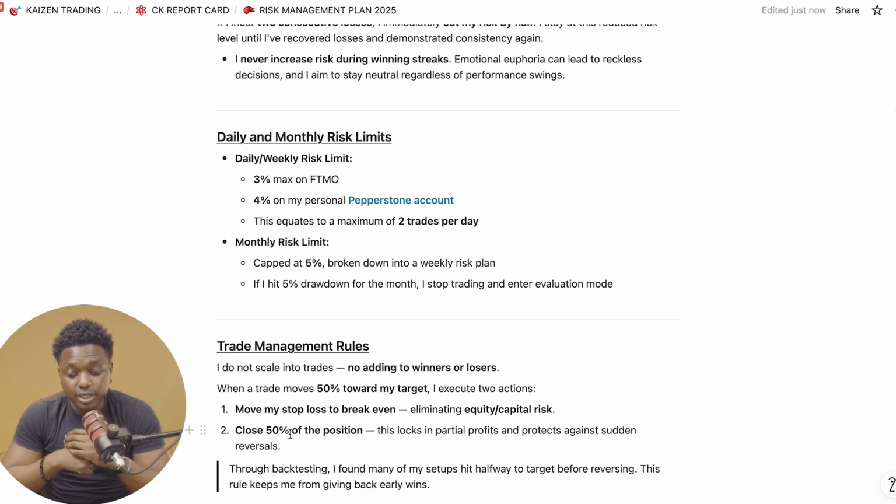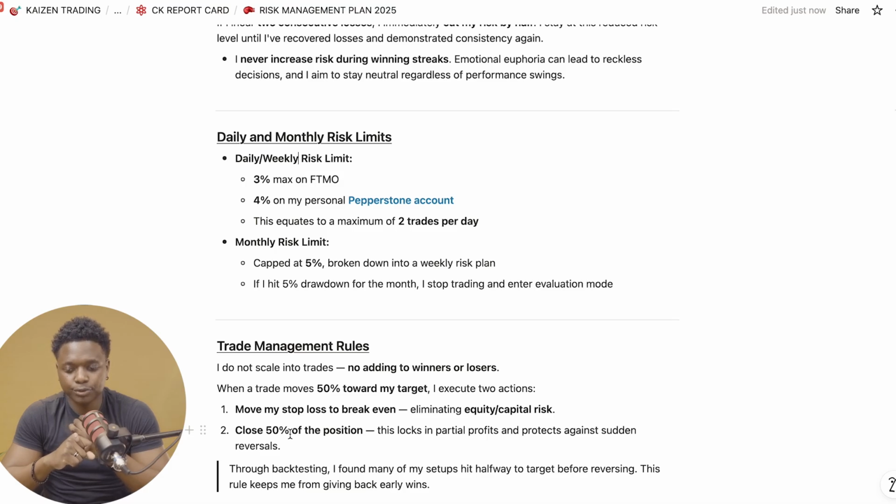So I do not scale into trades, so no adding into winners or losses. When a trade moves 50% towards my target, remember this is a trade management rule, I execute 2 actions. I move my loss to break even, so that's part of risk management and trade management.